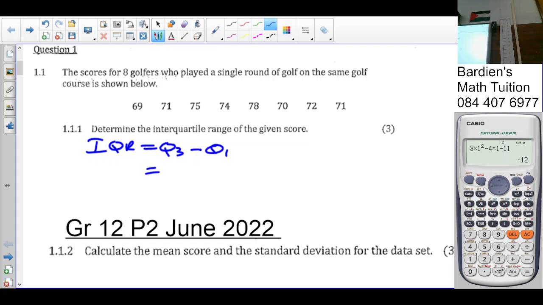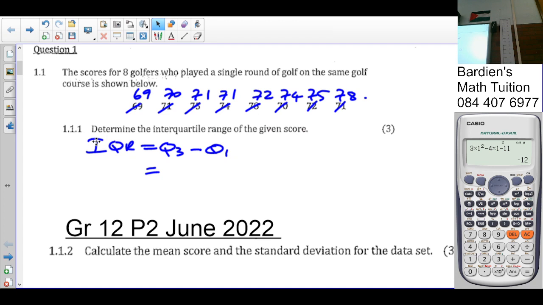However, these numbers are not in ascending order. So firstly, I must get them in ascending order: 69, 70, 71, 71, 72, 74, 75, 78. As you can see, the data is fairly close to each other. Okay? So the standard deviation will be very, very small.